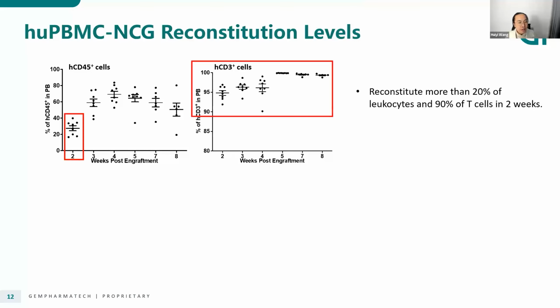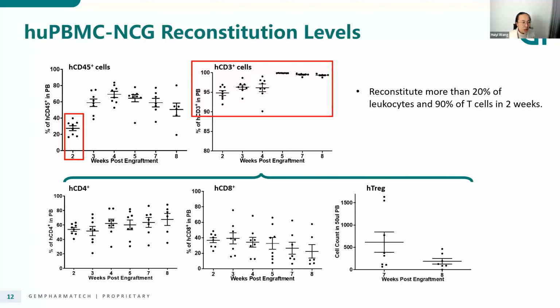And as we can see, there is the PBMC NCG reconstitution level. From 2 to 4 weeks after the PBMC engraftment, the leukocytes proliferate at a relatively high speed, but most of the leukocytes are lymphocytes, CD3 positive T cells.